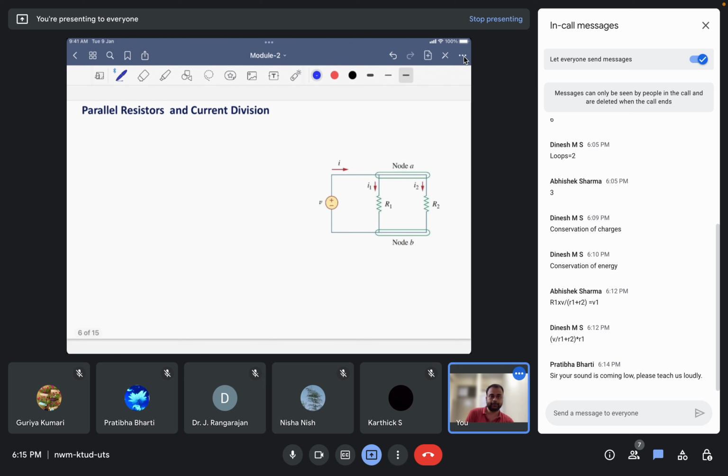So similar to this, again we have to find the current division rule, that is how the current I here will distribute into I1 and I2. So I will wait for a minute for students to solve this problem, what will be the values of I1 and I2. We have to find the values I1 and I2. I'll be waiting for 1 minute for students to try.